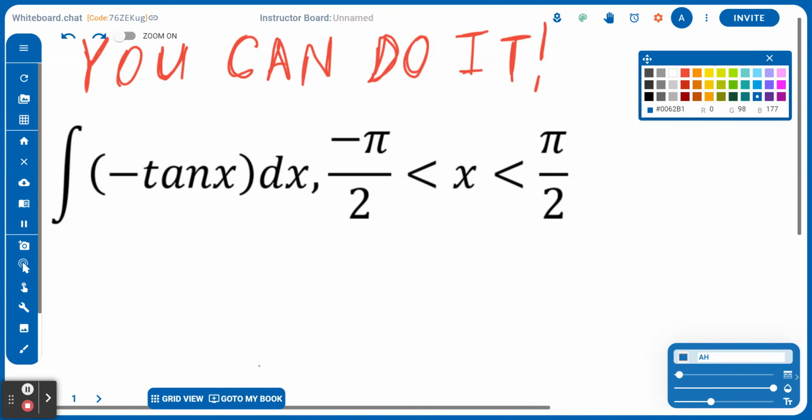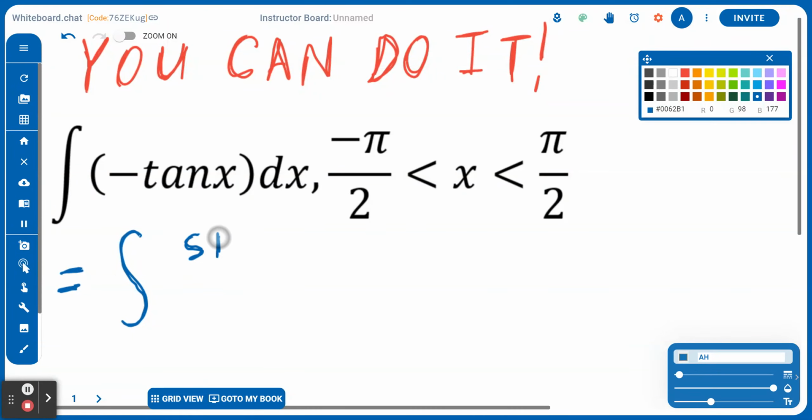Hi everyone, let's take a look at the following example. Find the integration of negative tan x with respect to x, where x is in between negative pi over 2 and positive pi divided by 2. Step number 1. This is a perfect example where you have to use the method of substitution.